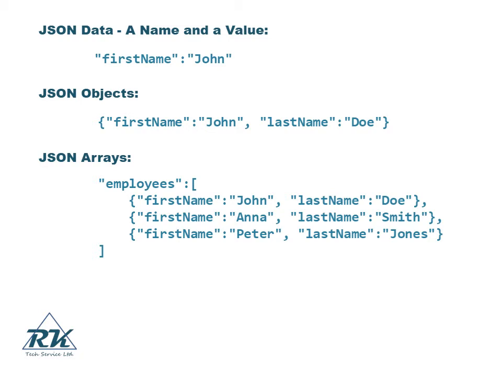JSON arrays. JSON arrays are written inside square brackets. Just like in JavaScript, an array can contain objects. Please find one example for JSON arrays. In this example, the object employees is an array. It contains 3 objects. Each object is a record of a person, with a first name and a last name.